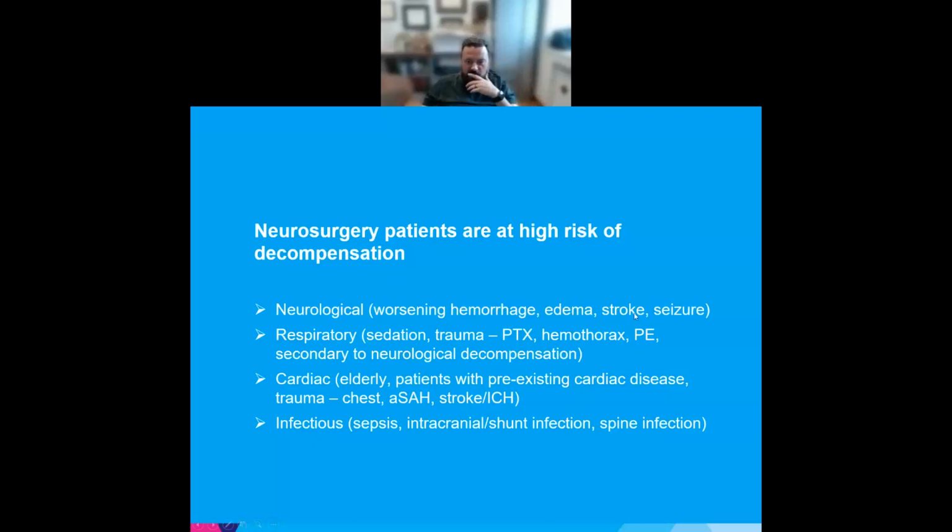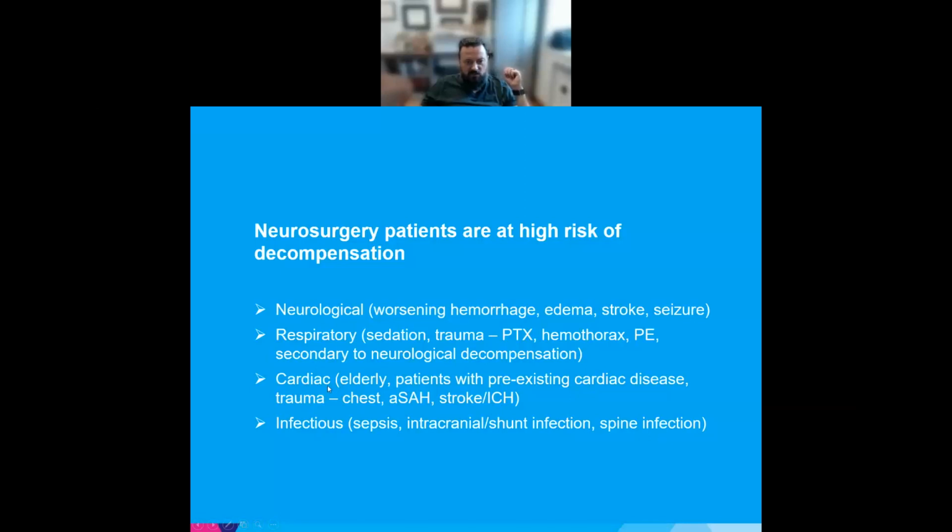That might be worsening hemorrhage, worsening edema, stroke, or seizure. They often can be at high risk, partly due to that, for respiratory decompensation, whether that's secondary to the neurological decompensation, or it might be because they have a trauma and now have a pneumothorax or a hemothorax or a PE, or it might be related to sedation that's being used to help manage their neurological condition.